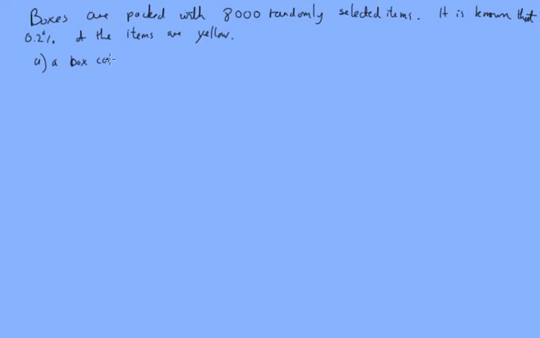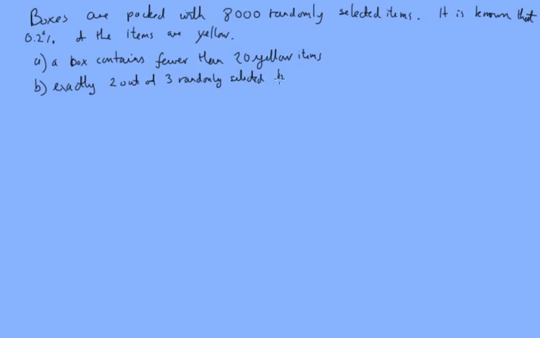box contains fewer than 20 yellow items, and b, exactly 2 out of 3 randomly selected boxes contain fewer than 20 yellow items.